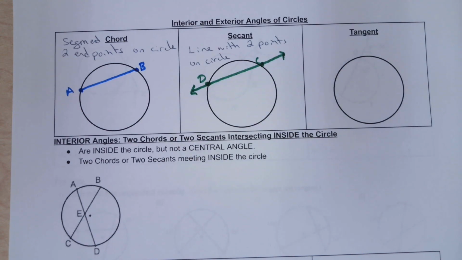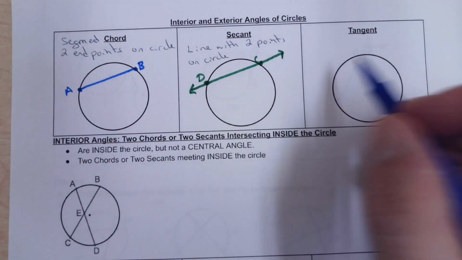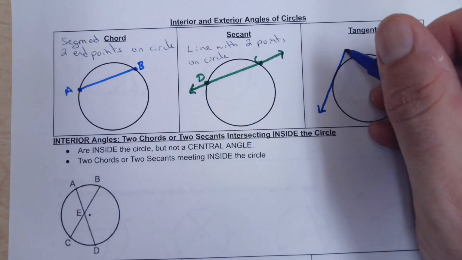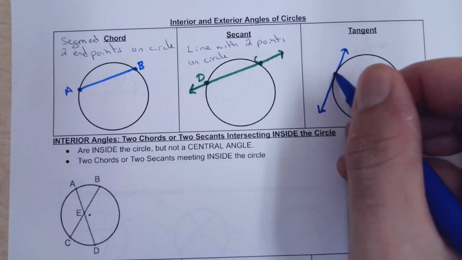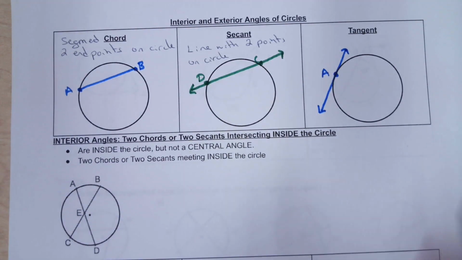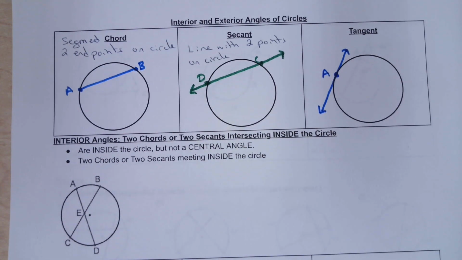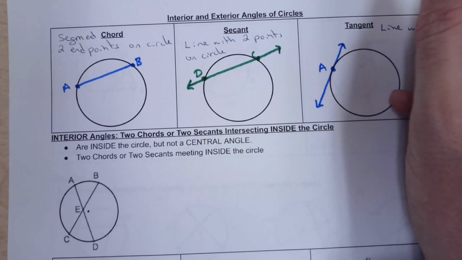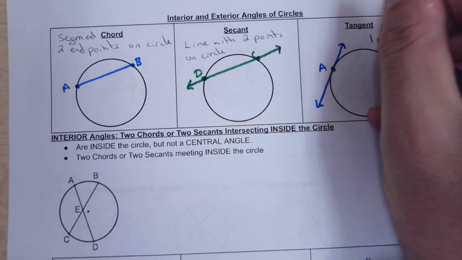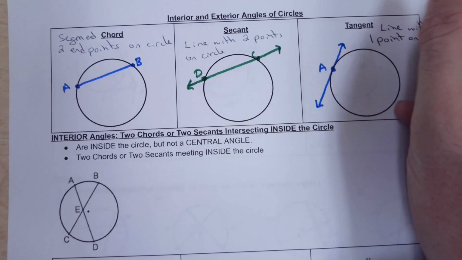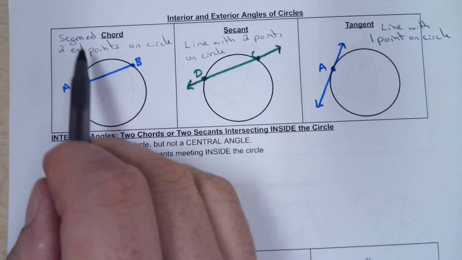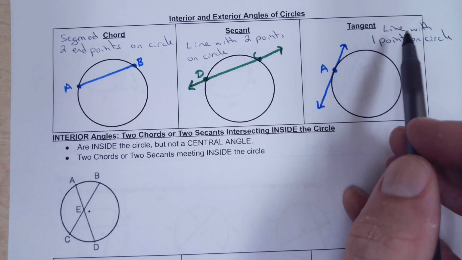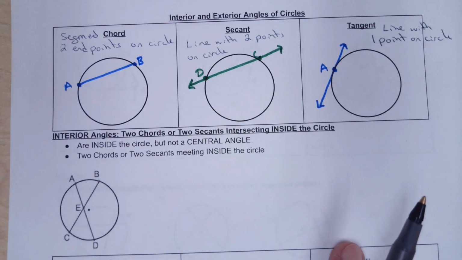Alright, and then lastly, we have a tangent. So a tangent is here. So it would just be like A. A tangent is a line with 1 point on the circle. So a chord is a segment with 2 points, a secant is a line with 2 points, and a tangent is a line with just 1 point on the circle.